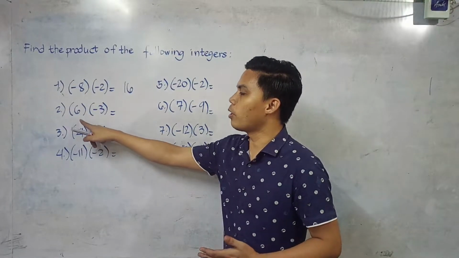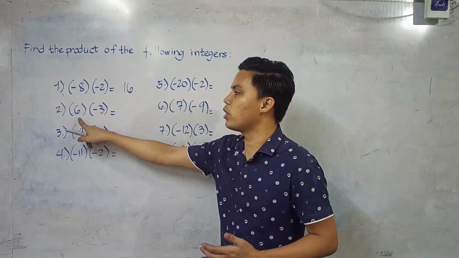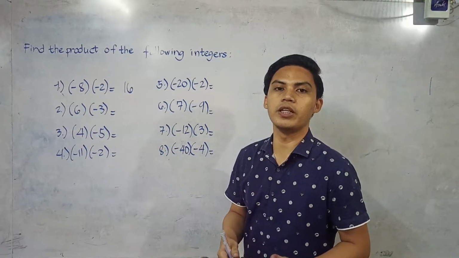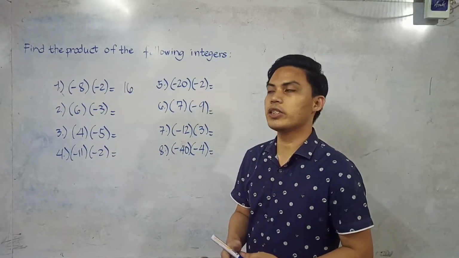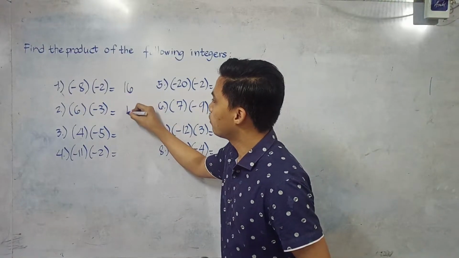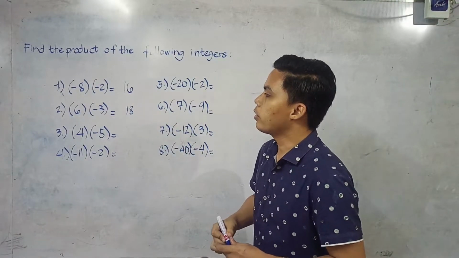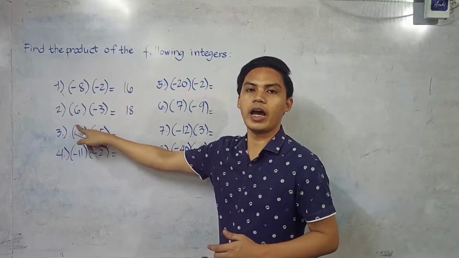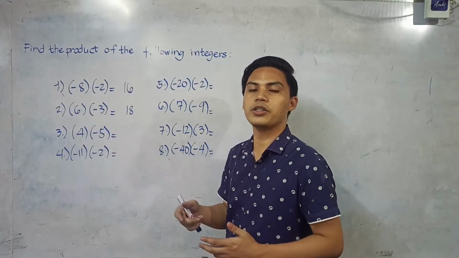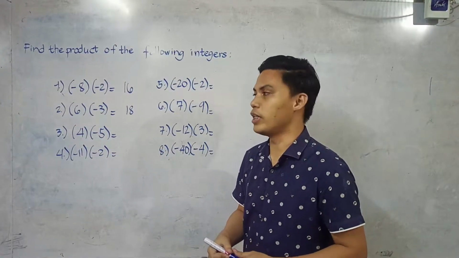Now, how about number 2? 6 or positive 6 times negative 3. So the answer is 18. But yung signs nila ay unlike, so yung final answer natin would be negative 18.